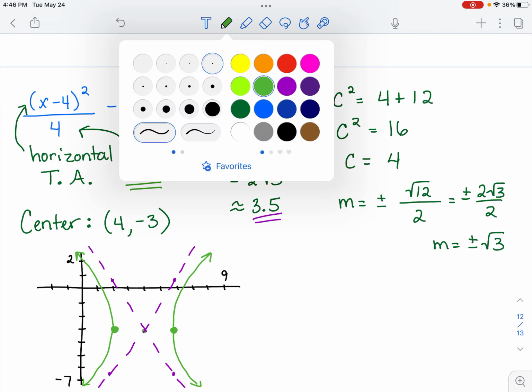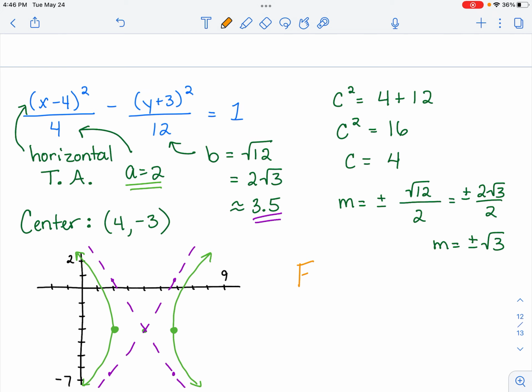All right. And now my focus points. All right, so the foci on this guy. I need to go 4 units side to side. So I've got 1, 2, 3, 4. And that is the point 0, negative 3. And then I'm also going to go from my center 1, 2, 3, 4. And that point is 8, negative 3. All right. And that takes care of problem number 6.